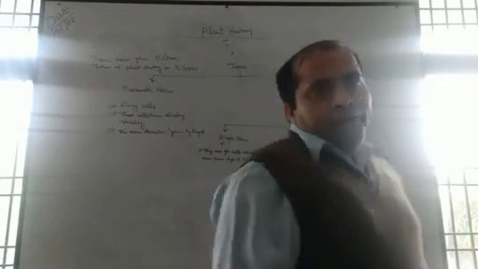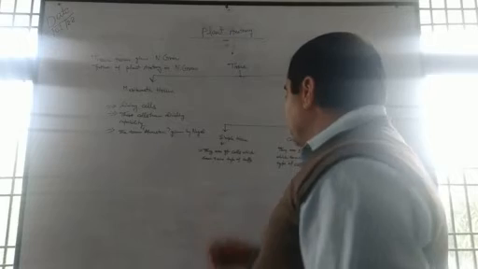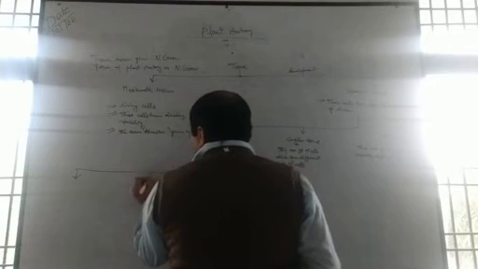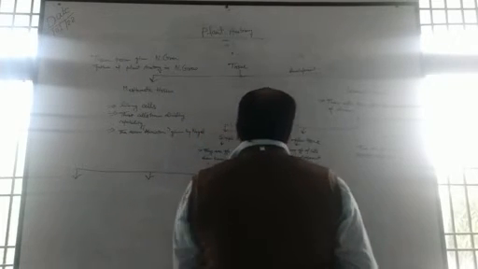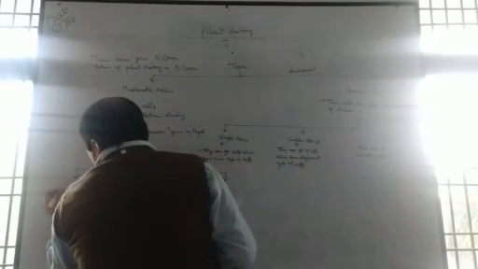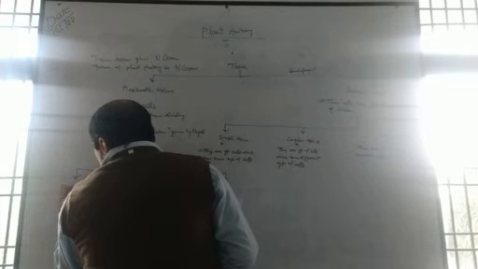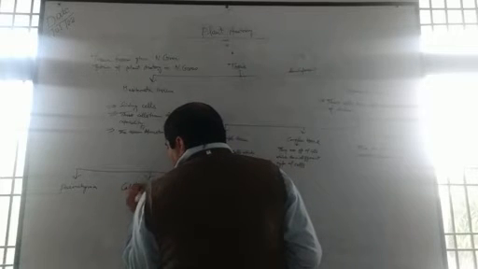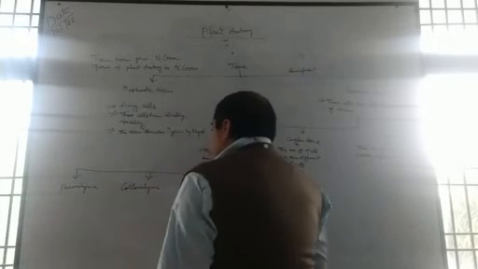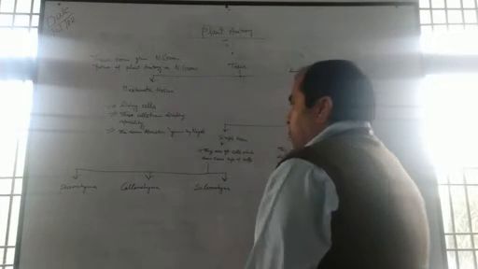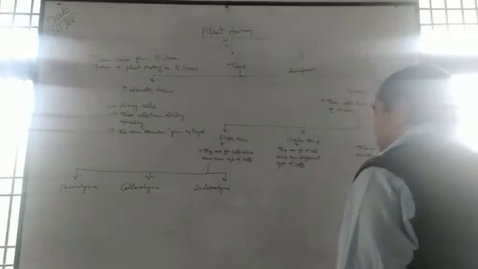Further, we will divide simple tissue into three types. Number one is parenchyma. Number two is collenchyma. And number three is sclerenchyma. Parenchyma, collenchyma, sclerenchyma.